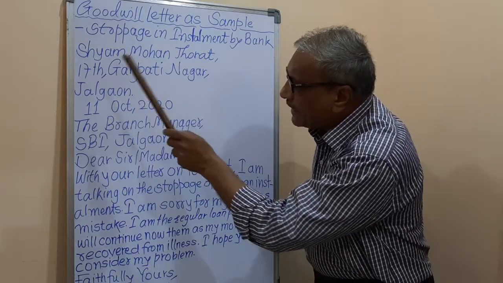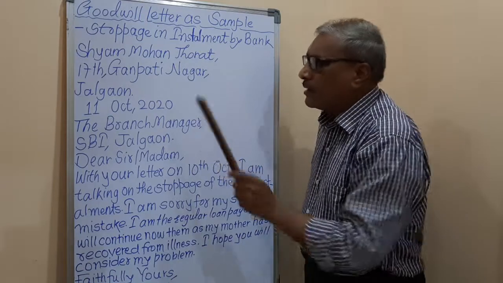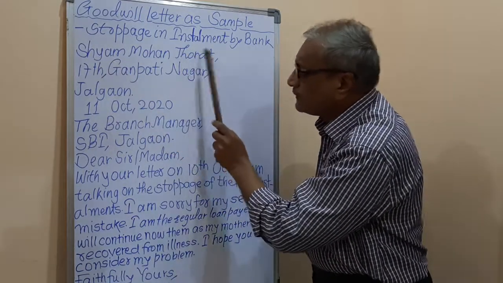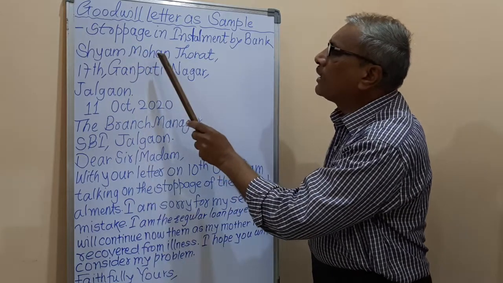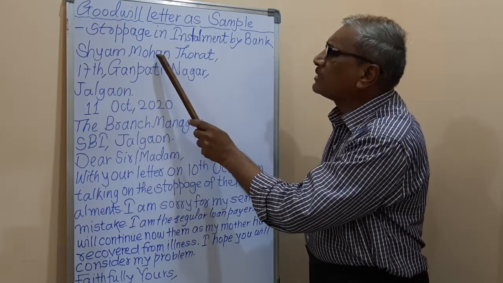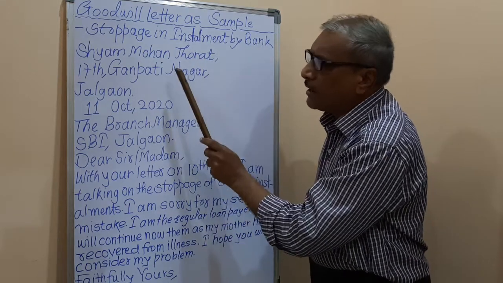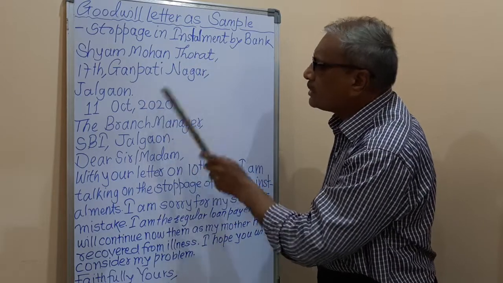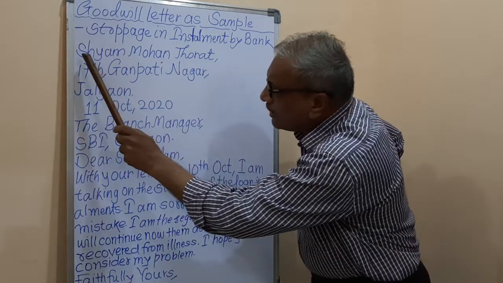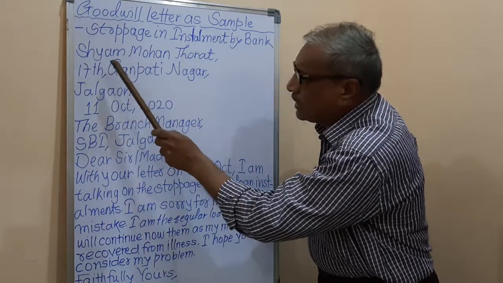So that customer is Shyam Mohan Thorat. Remember, this is the customer, and this customer has broken the regularity of paying the installments to the bank, and that's why Shyam Mohan Thorat is writing this letter to the bank. So here this is the address of the customer.